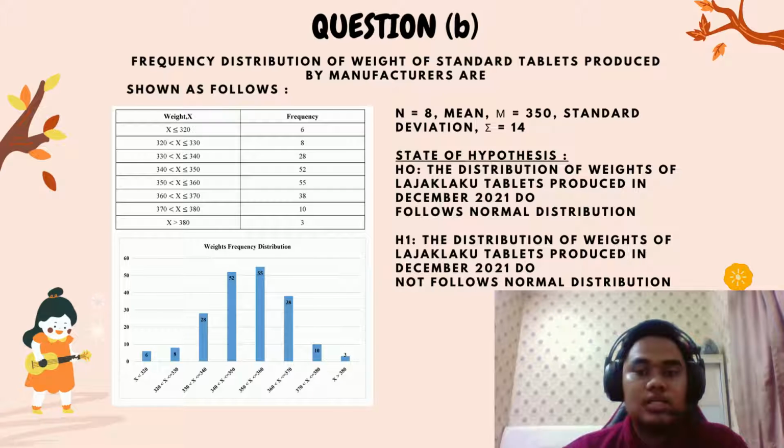From the chart, we observe that the highest frequency is 55 with the range of weight from 350 to 360, and the lowest frequency is 3 with the range of weight above 380. Moreover, we have been given the mean and standard deviation, which are 350 and 14 respectively. From the data obtained, we will state the hypotheses. H0 is that the distribution of weight of Lajak Laku tablets produced in December 2021 does follow normal distribution. Meanwhile, H1 is that the distribution of weight of Lajak Laku tablets produced in December 2021 does not follow normal distribution.